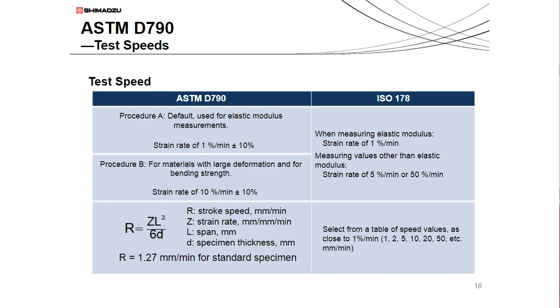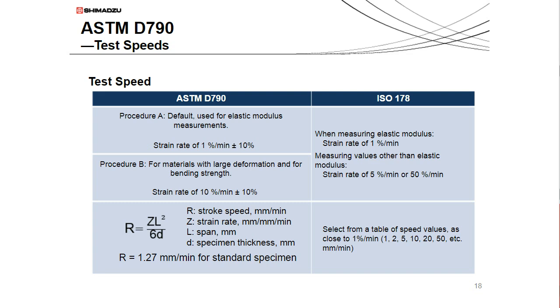The ASTM method uses a formula to determine an exact test speed based on the specimen thickness and span. And you can see from the example that these bending tests are very slow. So based off of that calculation for the standard test specimen, the test speed is a crosshead movement of 1.27 millimeters per minute.